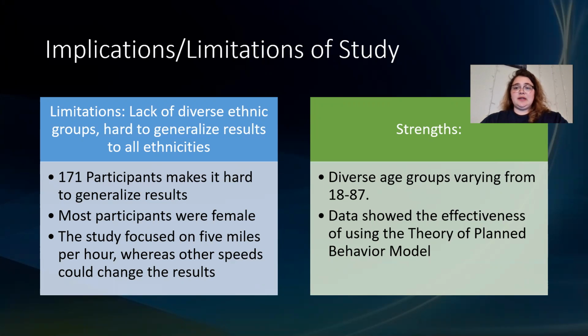The strengths of the study include the diversity in ages, since we had multiple ages ranging between 18 and 87 with a mean of about 36 years old. The data showed the effectiveness of using the TPB model.